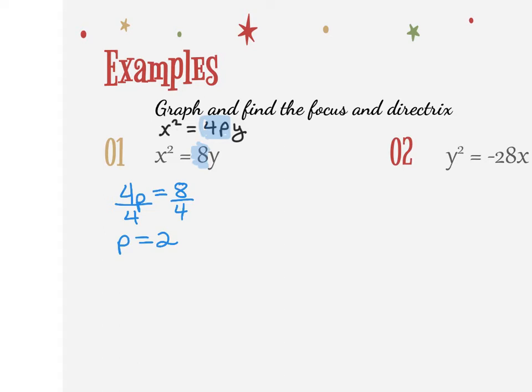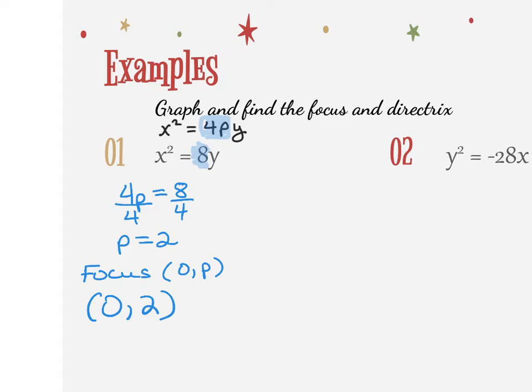Remember, p is the distance between the vertex and the focus, and the distance between the vertex and the directrix. On the previous slide, I told you that when it's the x squared graph, your focus point is 0, p. So here, it's going to be 0, 2.